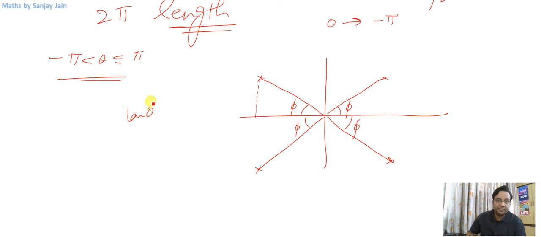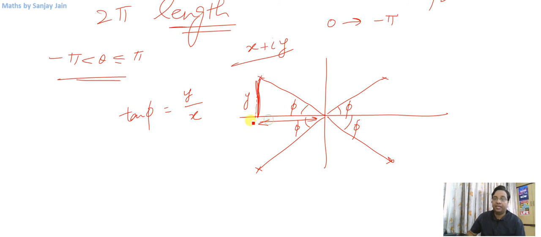I'll just apply tan phi and write opposite by adjacent. What will be the opposite coordinate? If it is x plus iota y, let us say, I'll take the y coordinate divided by the x coordinate, because this length will be y and this length will be x. Now these may have any sign, plus, minus, so I am talking about all four quadrants. So when I take tan phi equal to y by x, it will give me this acute angle. So I'll take mod of y by x. I am not considering whether it is in this direction or this direction. I am considering these lengths only, y and x. So this will give me the value of phi.